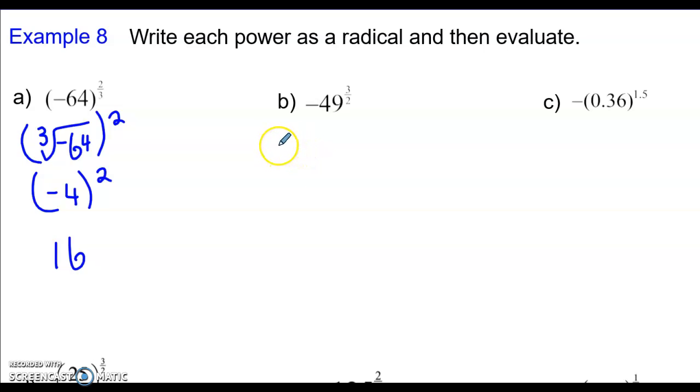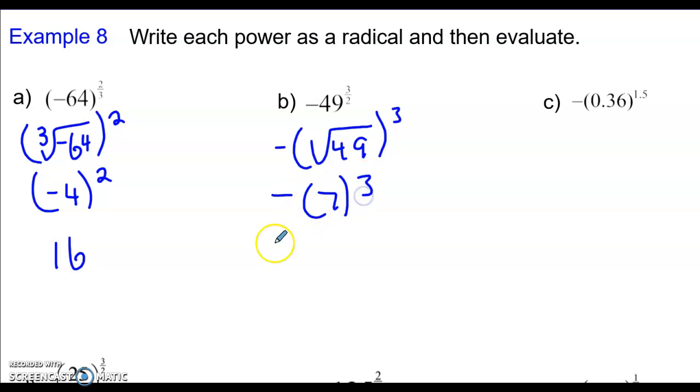For B, we're going to have negative the square root of 49 cubed. And you'll notice that this time I didn't write the 2 in for the index. Whenever you just have this symbol without the index listed, we always assume it's a square root, that the index is 2. The square root of 49 is 7, and 7 cubed is 343.